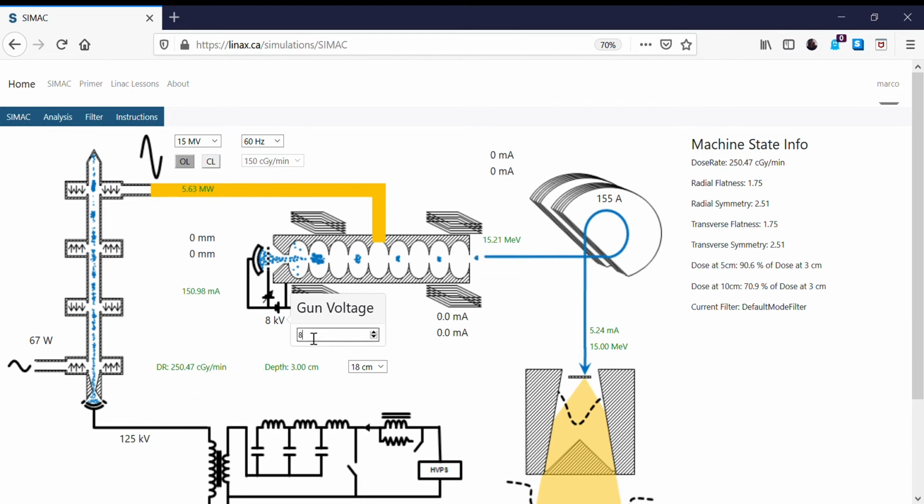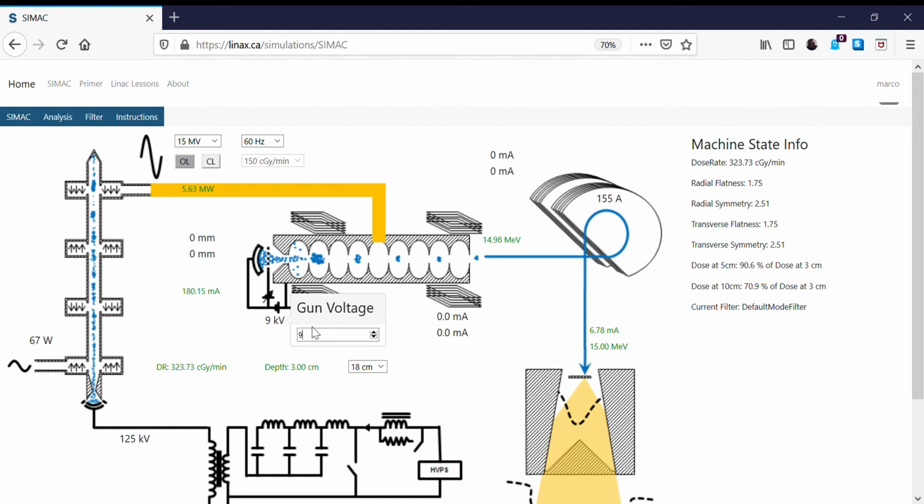So again, we can sweep this up again. If we go from 8 to 9 kV in the gun, we have more current. Energy drops. Now we have a 14.9 MeV beam coming from the accelerator, which is very close to the 15 MeV beam that the bending magnet is allowing through. 6.78 milliamps of current striking the target, producing a dose rate of 323 centigray per minute.